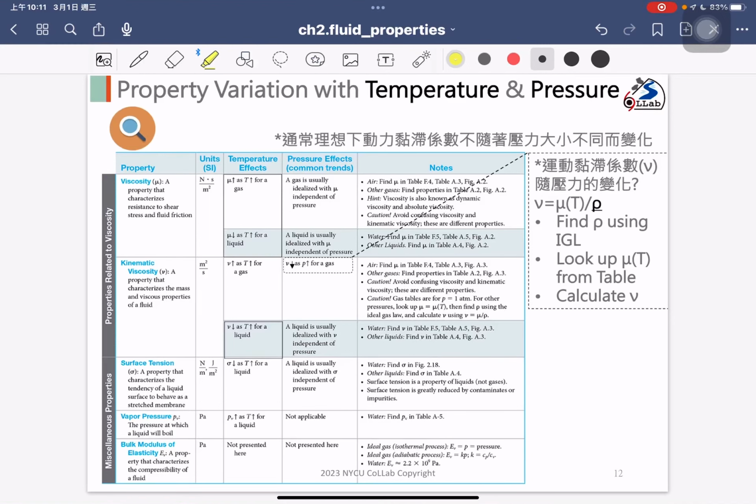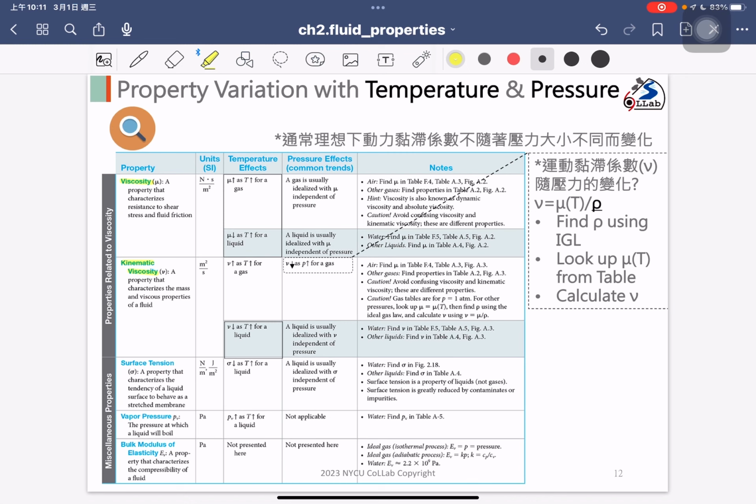Okay, so we keep going on the table summarize. And then the following properties here, the most important thing is the first one is our dynamic viscosity. And then we use the mu. And then the second is the kinematic viscosity. We use the nu. Okay?